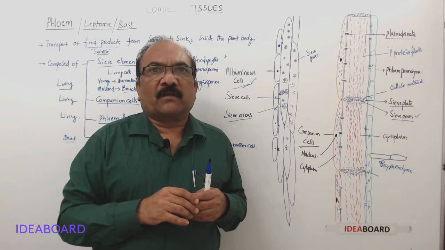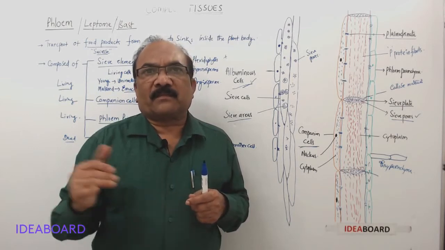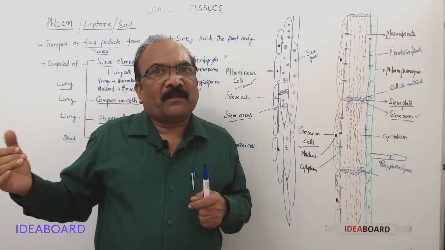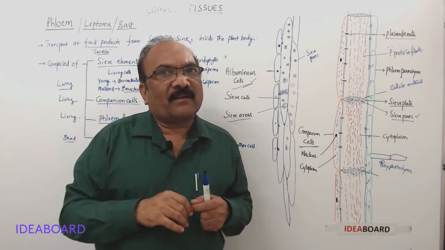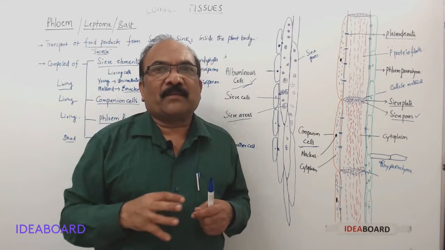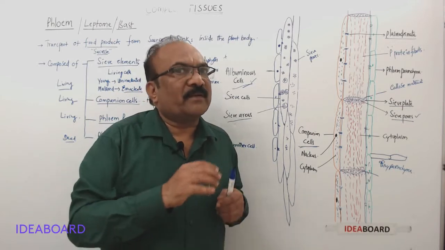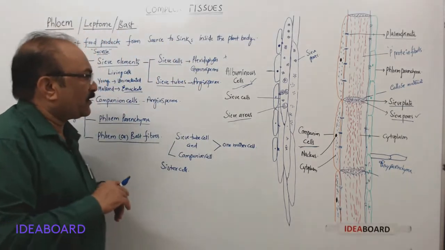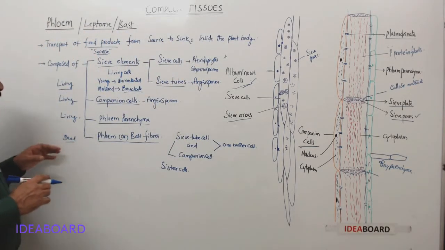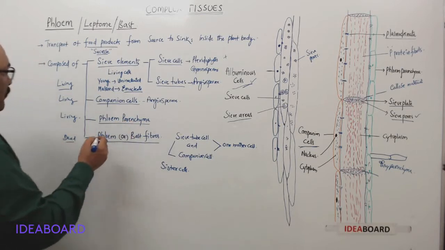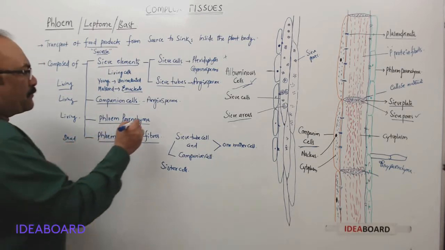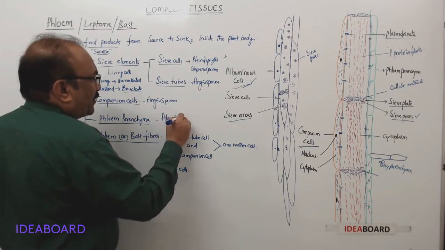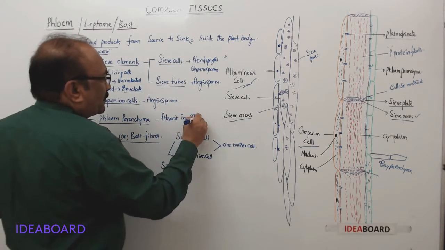So don't get confused. We discussed this ray parenchyma even in the xylem. That ray parenchyma of the xylem helps in the radial conduction of water, but this ray parenchyma is helping in the radial conduction of food material, meaning sideward conduction of food material. So like that, you will find this parenchyma. And one point you just remember: this phloem parenchyma is absent in monocots.